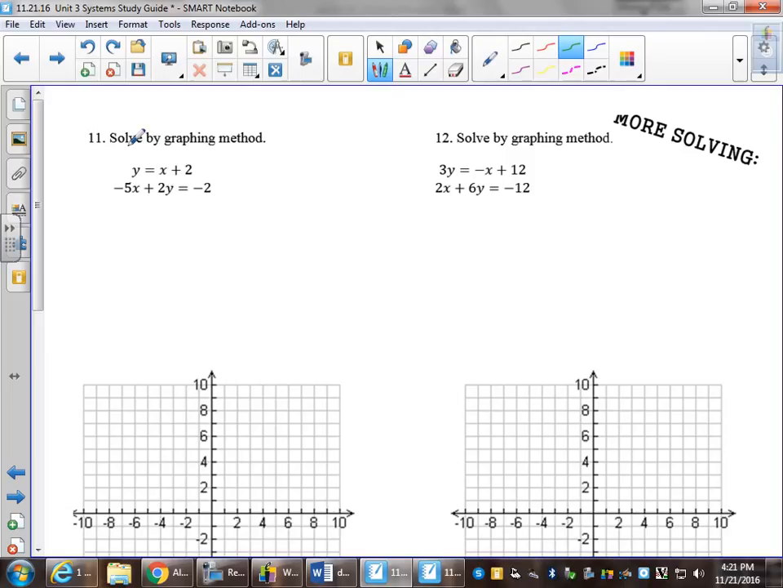Number 11, solve by graphing. Remember, graphing means y equals mx plus b. We're dealing with linear functions. To graph lines, we have to have y equals mx plus b. I'm going to write that neater.